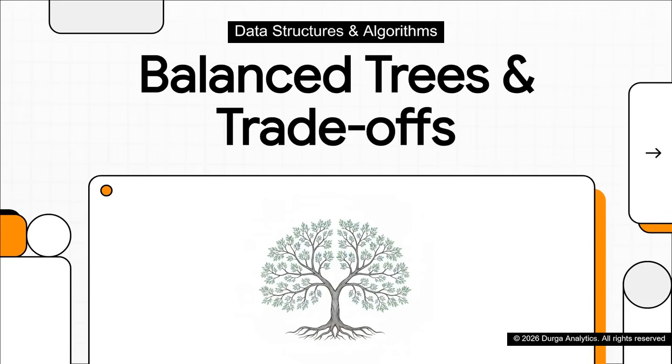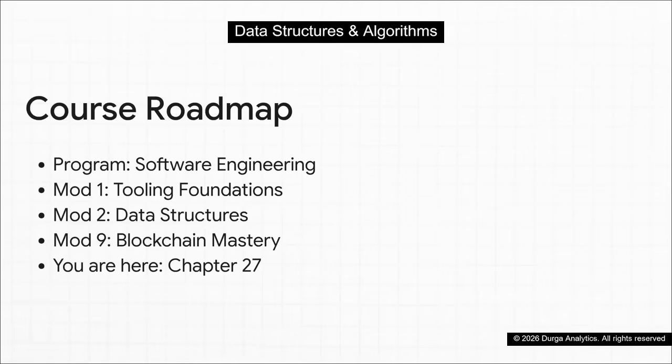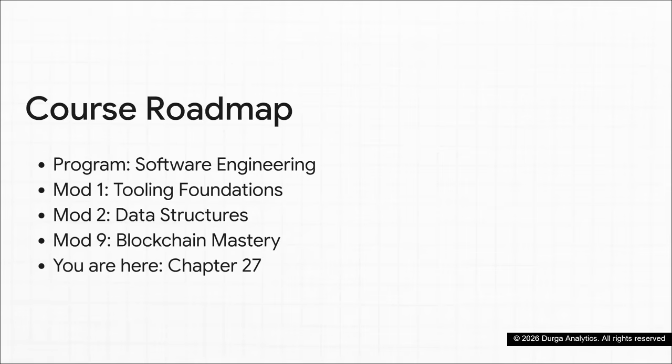Let's jump right in. Just to quickly map out where we are in our journey, this explainer is part of our massive 9-module, 180-chapter programming and software engineering track. We go from Module 1's developer tooling all the way to Module 9's blockchain mastery. Right now, we're squarely in Module 2, data structures and algorithms, specifically Chapter 27.